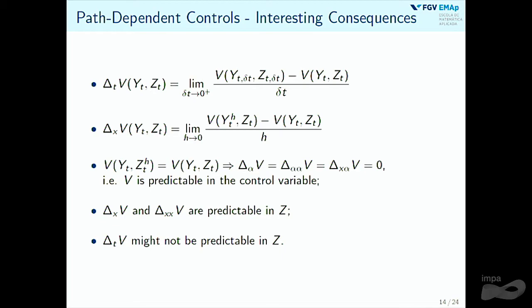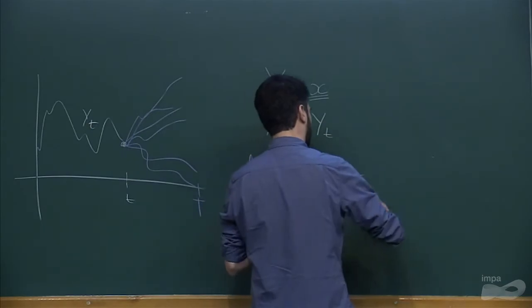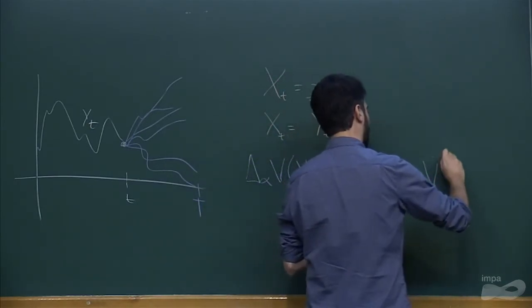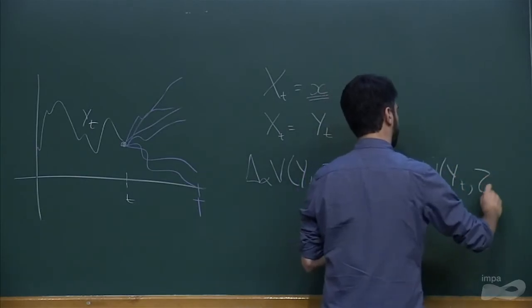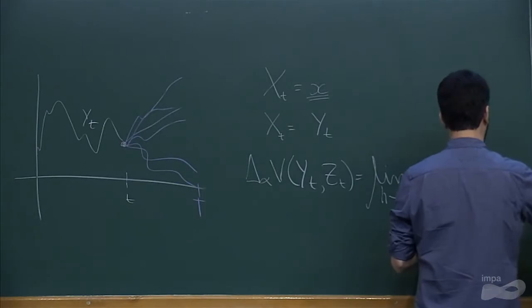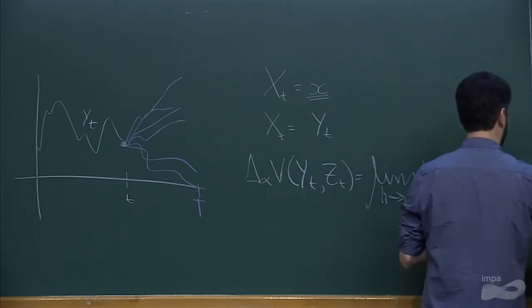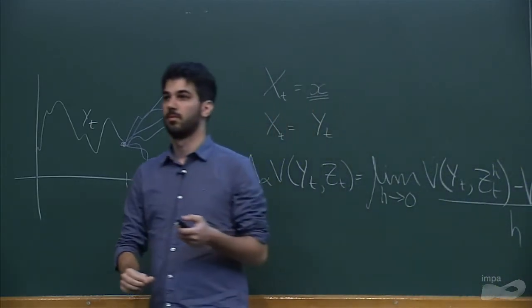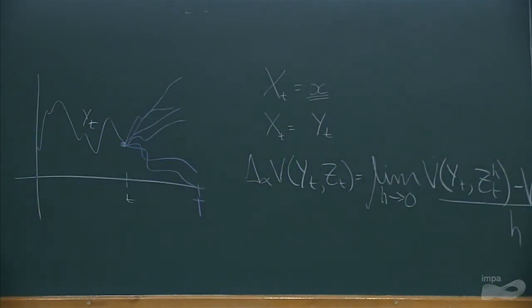So delta alpha v of yt, zt is the limit when h goes to 0 of v of yt, zt h minus v of yt, zt, over h. Okay?